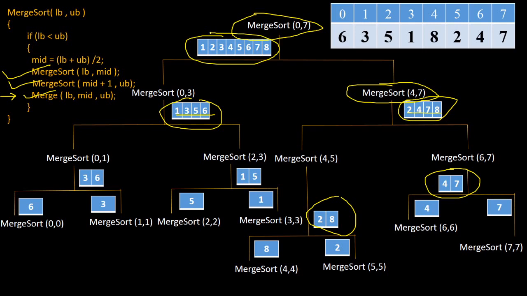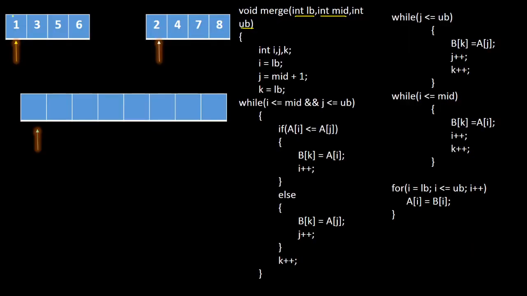How to write a C program for this? See here, 1 3 5 6 are there. This is index number 0, this is index number 1, this is index number 2, this is index number 3, likewise 4, 5, 6 and 7. These are the index numbers. Now I will take an I variable here, then a J variable here, then a K variable here.